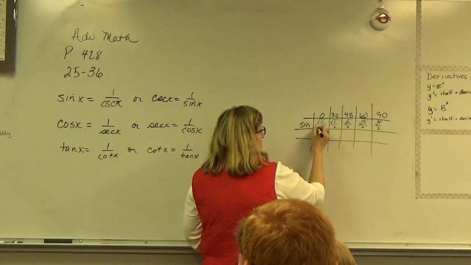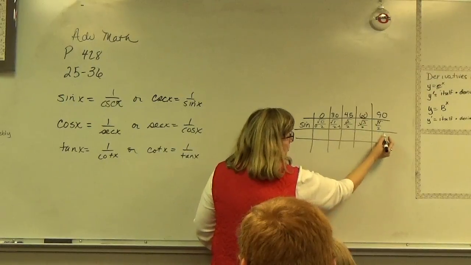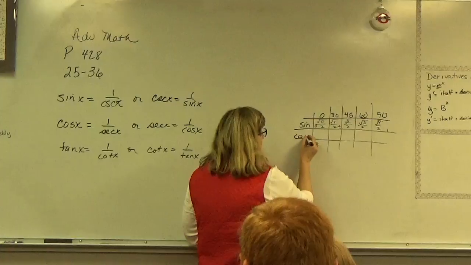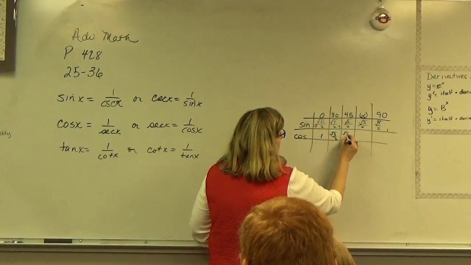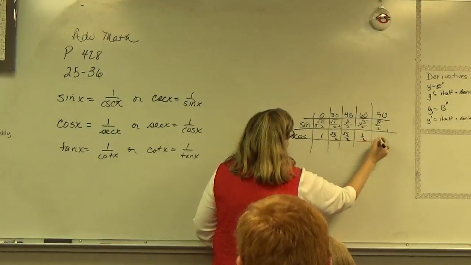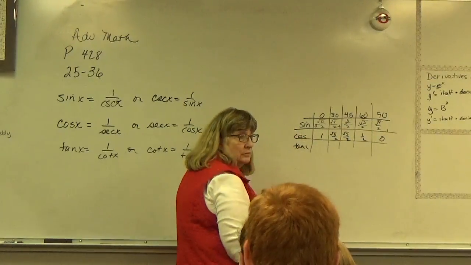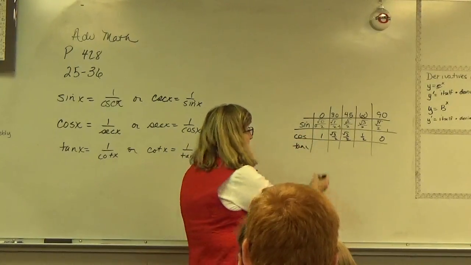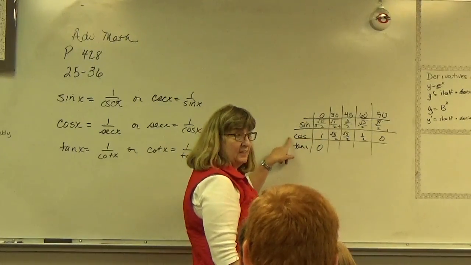So this is 0, this is 1/2, this is radical 2 over 2, that's radical 3 over 2, and square root of 4 divided by 2 is 1. And then the cosine is just that in reverse order: 1, square root of 3 over 2, square root of 2 over 2, 1/2 and 0, right? Then how did you find your tangent? You took sine divided by cosine, right? So 0 divided by 1 is 0.